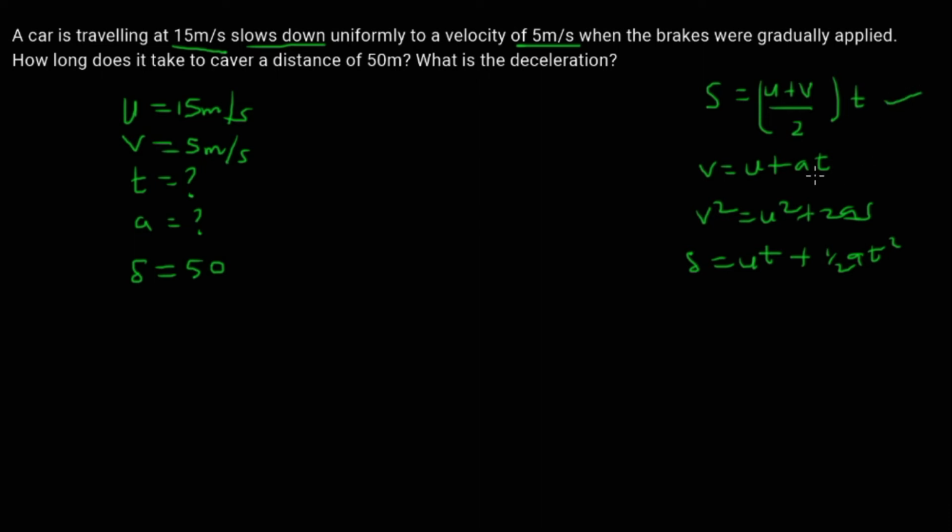We may not be able to use this equation because we don't know a yet, which is the acceleration, and we don't know t yet. There are two unknowns here. Okay, so we can make use of the one with just one unknown.